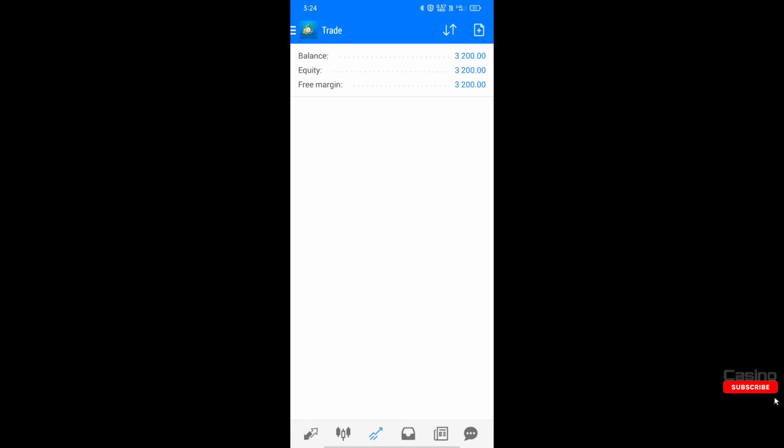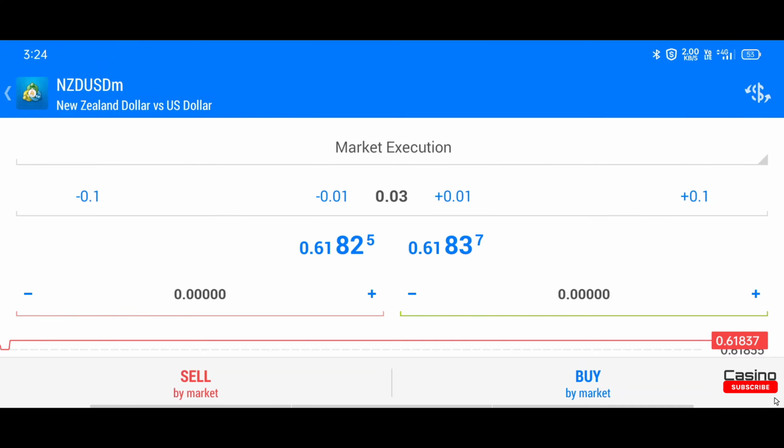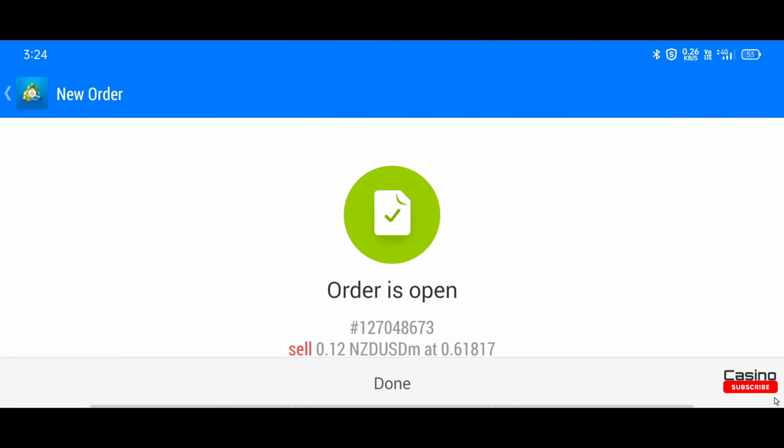I have made a $3,200 deposit in this account, which will grow with proper risk management. I am increasing the lot size. Here I follow the rules made by me. 0.12 lot is taken in this place.